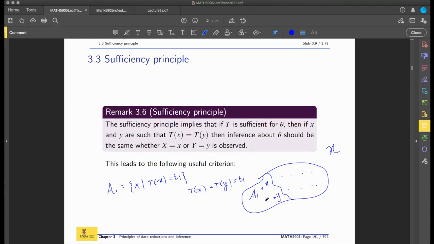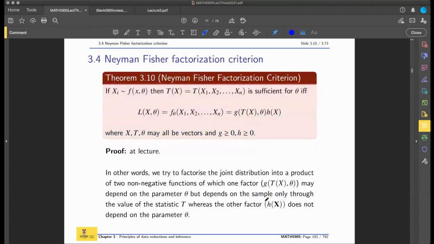But how do we find a sufficient statistic? How do I know that the sum of the observations is sufficient for a particular distribution? Well, there's a very important theorem called the Neyman-Fisher factorization criterion, which enables us to find these sufficient statistics.